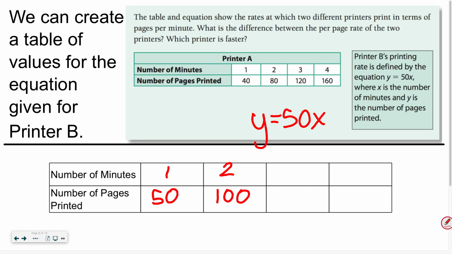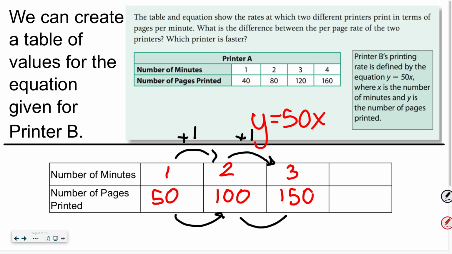3. And what's happening every minute? There's 50 more pages being printed. Producing 50 more, so as our minutes increase by 1, what's happening with our pages?